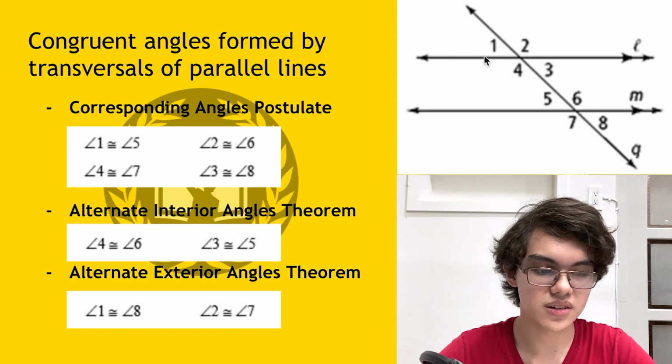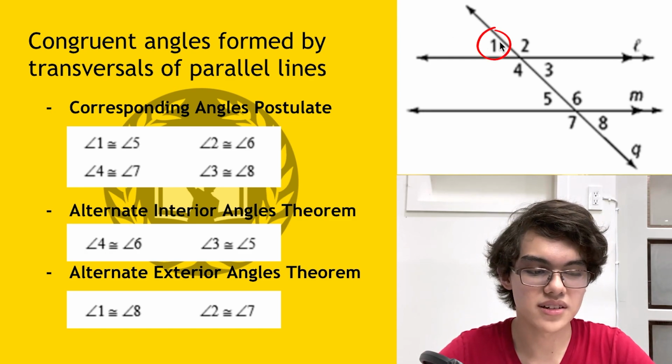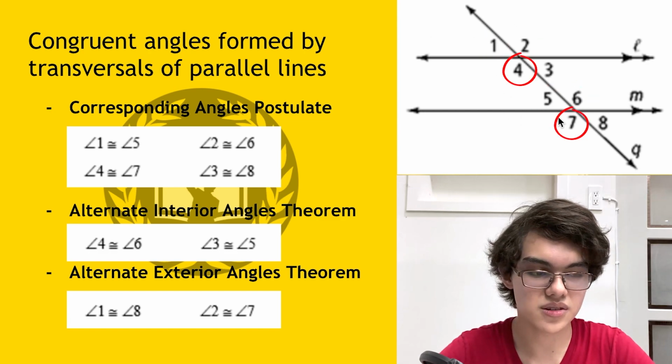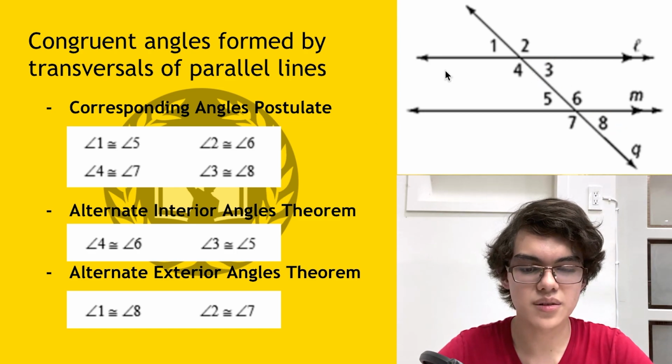So we know that these two angles are congruent. Angle 1 is congruent to angle 5, angle 2 is congruent to angle 6, angle 4 is congruent to angle 7, and angle 3 is congruent to angle 8. Another pair of congruent angles would be alternate interior angles.